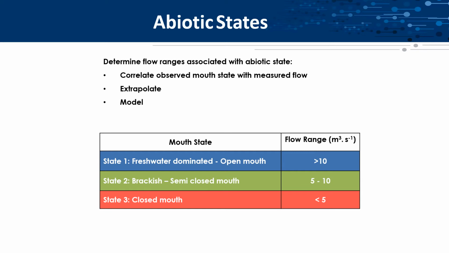So in our example here, my first state is an open freshwater dominated state if the flows are more than 10 cubic meters per second. The second state is a semi-closed brackish state and the flows are between 5 and 10 cubic meters per second. And then finally, we've got a closed state indicated in red here when the flows are less than 5. Keep those colors in mind as well, please.